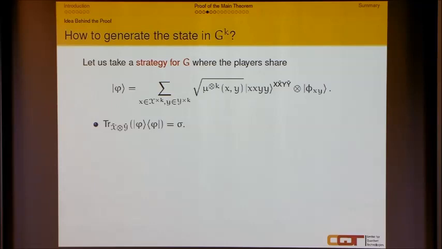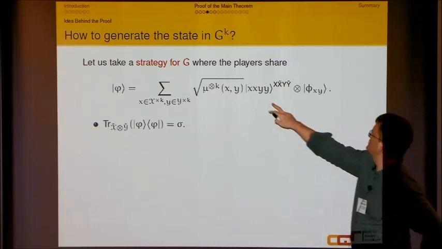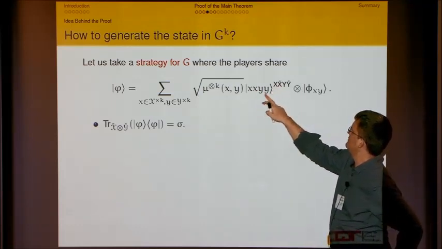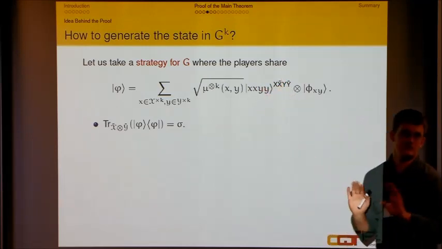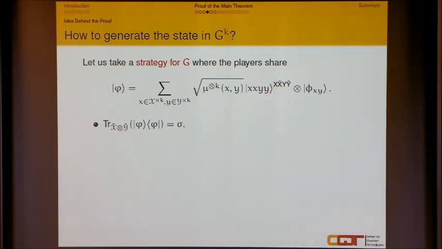At this point it's not clear why we take the purification, but it was actually in the previous talk. We eventually want to use Uhlmann's theorem. But anyway, let's say that they share this state. Basically we just copied x into some x register, and the same for y. If you trace out this x register, you just get back the original state. So this is a purification.